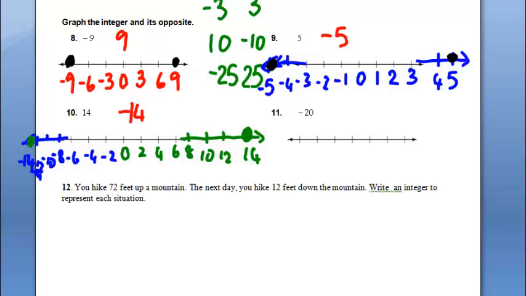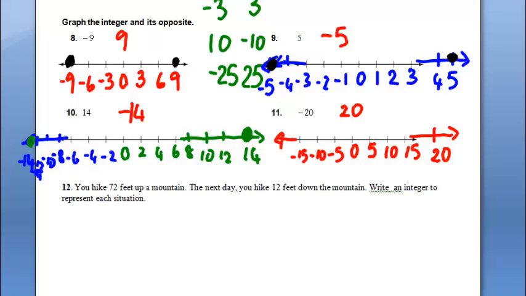Next problem, -20. So the opposite is +20. And I'm going to go by 5s. It makes more sense to me. So 5, 10, 15, and 20. And on this side, -5, -10, -15, and add one more, -20. Now go ahead and graph those points. 2 points, we graph them.